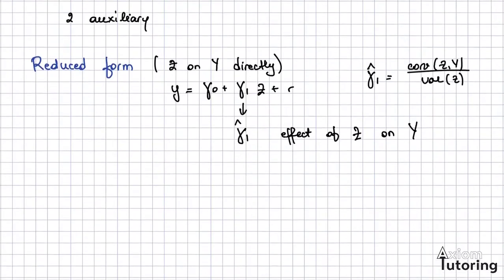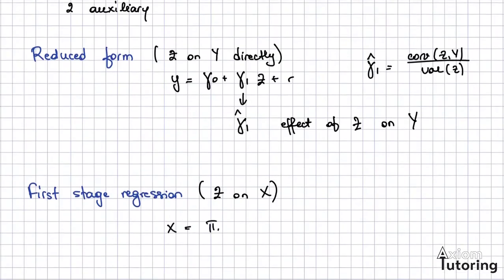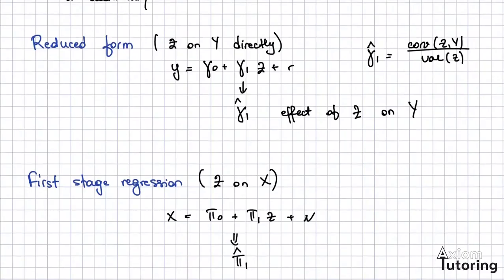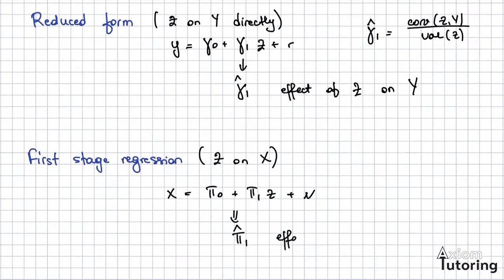The second auxiliary regression is the first stage regression. So this is a regression of x on z. For instance, x equal to pi 0 plus pi 1 z plus an error term v. And in here, pi 1 hat is the effect of z on x. If we write the OLS shape for that, it is simply the covariance of z and x divided by the variance of z.